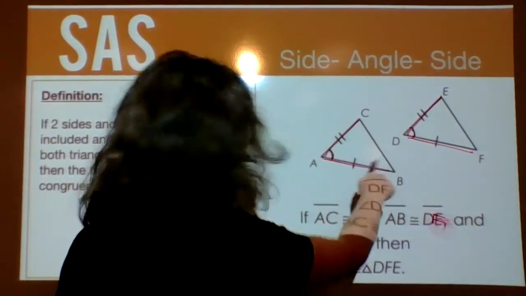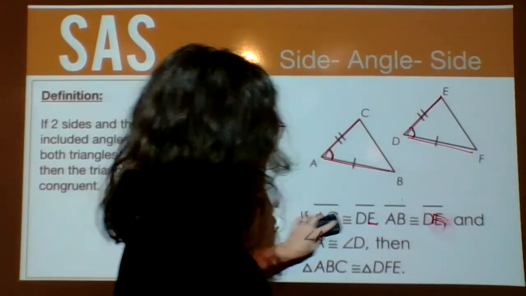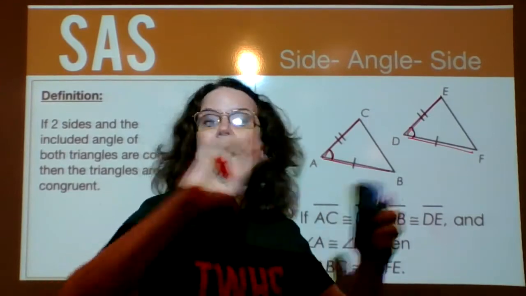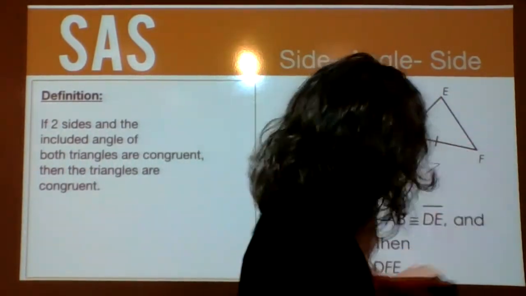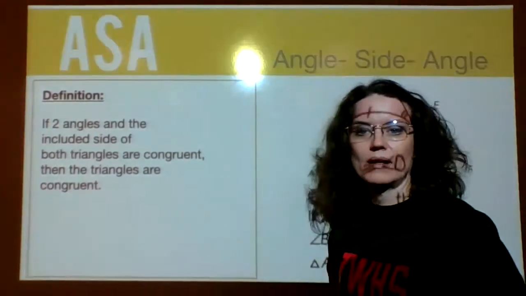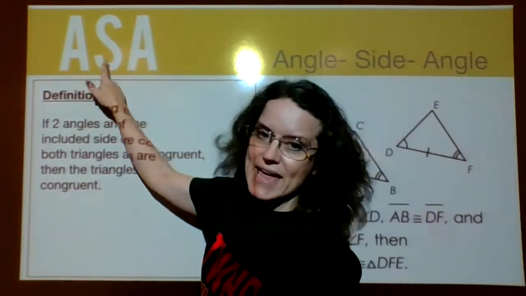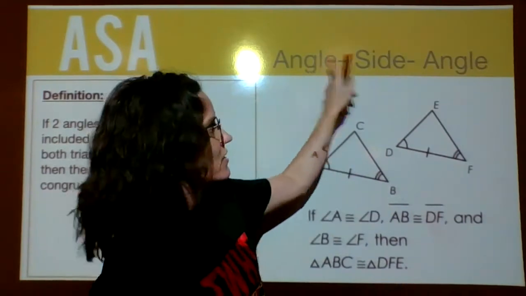And yes, if you have this set up, then you know for sure that your triangles are congruent and that all the parts are the same size. But all you need to tell that are these three. Okay? The next one we have is ASA, which stands for angle side angle.